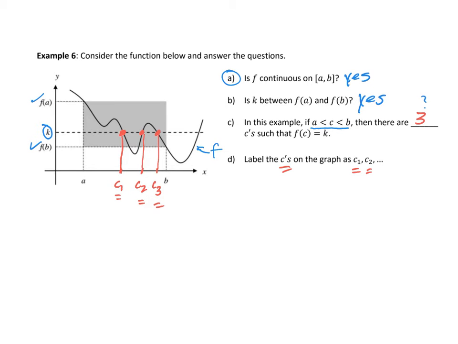This example is really just to drive home the idea that there could be more than one place where your function achieves that y value k. All our theorem tells us is that there's going to be at least one. Okay, on the next slide, we're going to actually tackle the type of problem that you'll be solving now that we've had a little bit of an understanding of the intermediate value theorem.